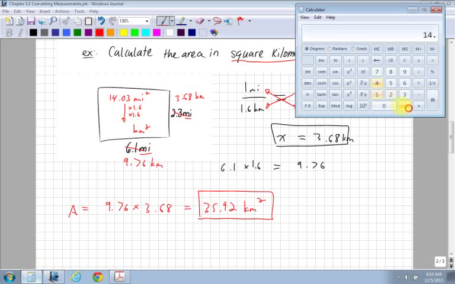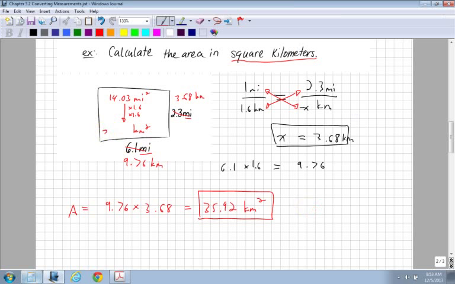Just like we multiplied each dimension by 1.6, we have to do the same thing with the area. So I take 14.03 times 1.6 times 1.6. It gets me to 35.92. The same answer. It's just a little quicker. So that would be like the quick method, right?